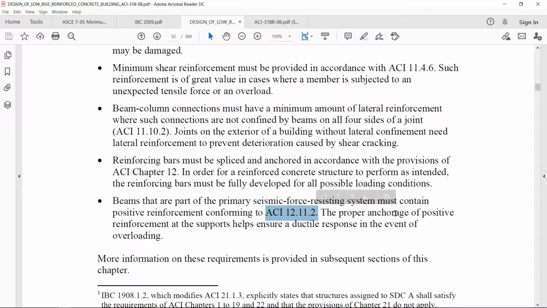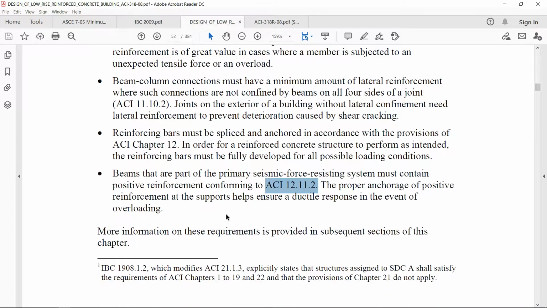This is for proper anchorage of positive reinforcement at the supports, so that the bars should not slip off the support in case of an earthquake. It should be properly anchored. So these are the general requirements as per the ACI code, and these are only for seismic category B buildings. I'm talking about only seismic category B buildings, that means where the earthquake is mild, not a very severe earthquake.